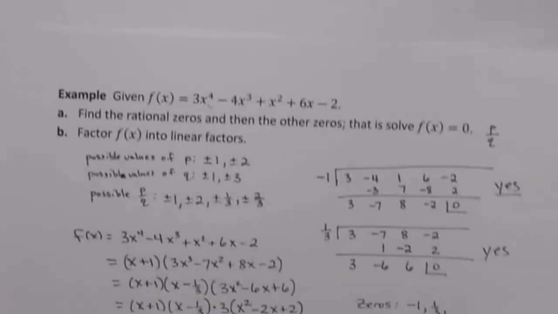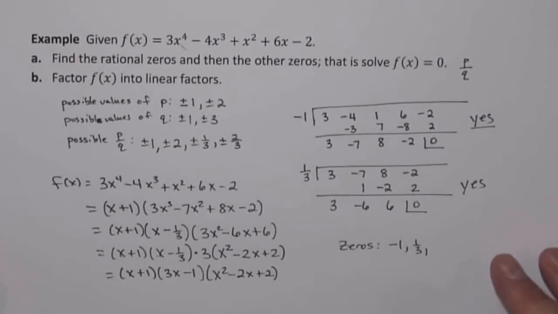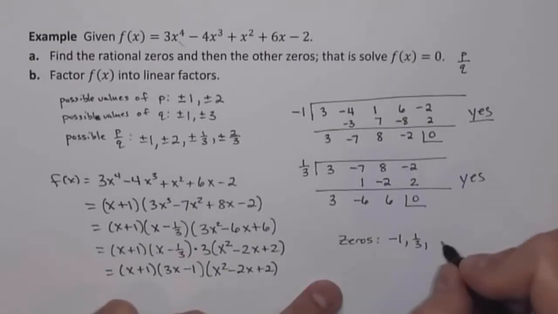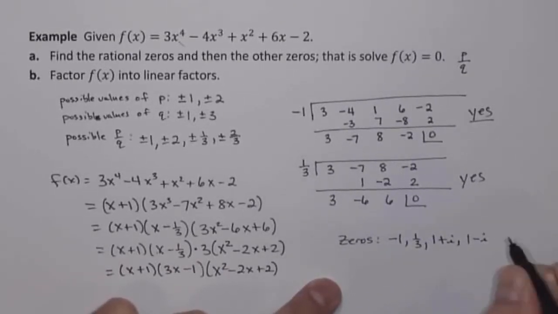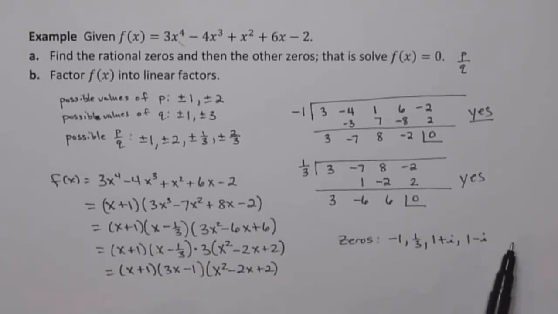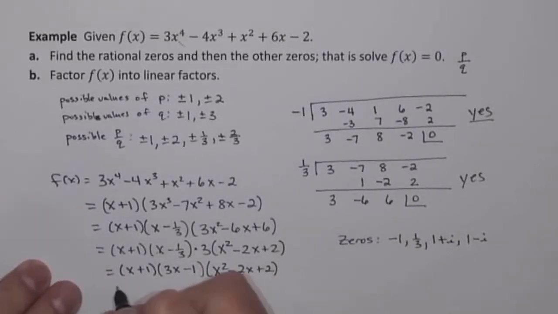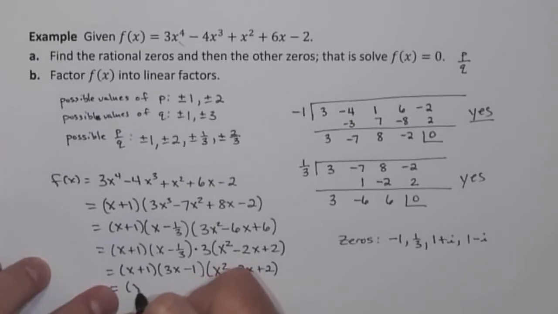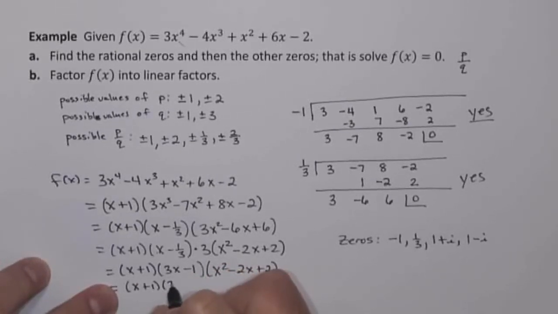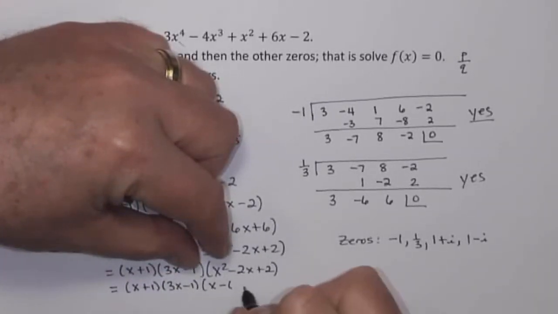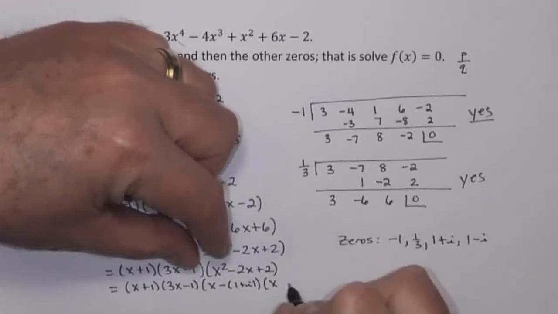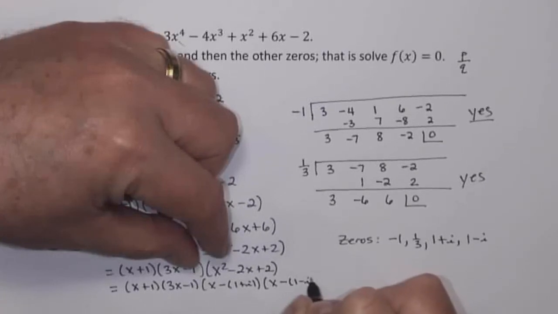So bringing back in my original page, my other zeros are 1 plus i and 1 minus i. So I have the zeros, okay? And so now I can finish factoring. So I have x plus 1, 3x minus 1, and then this factors into x minus 1 plus i times x minus 1 minus i.